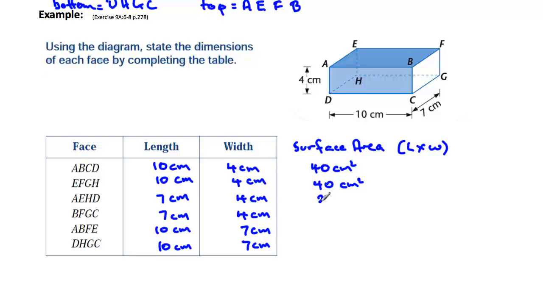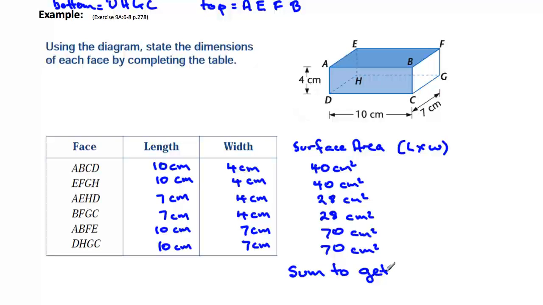7 fours are 28 centimetres squared, and again 28 centimetres squared, 70 centimetres squared, and 70 centimetres squared. And then you can add these up to get the total. So we can put here sum to get total surface area, and you can go ahead and do that and work that out.